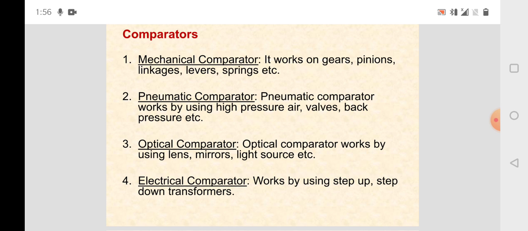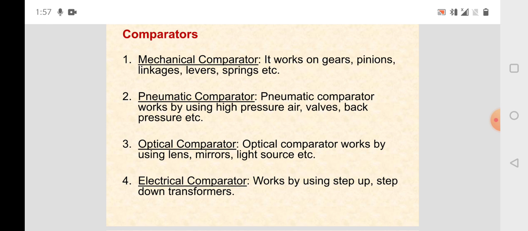So where are we using these comparators? Comparators are used in mass production, where a number of identical parts are produced and components are to be checked at a very fast rate. Then the inspection gauges or the working gauges are to be checked and correlated, so that we can check whether some variation is there or not. Newly purchased gauges can also be checked with the help of comparators.